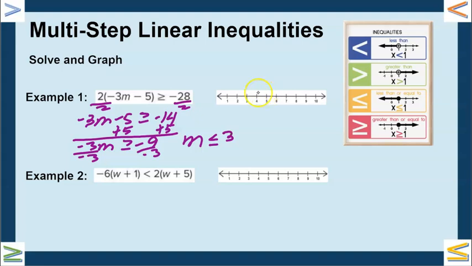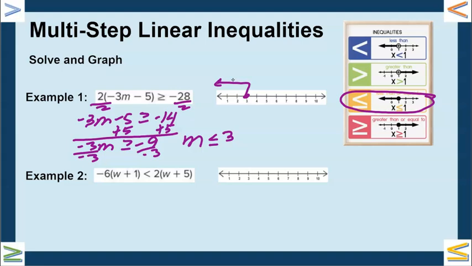Because it can equal 3, I'm going to use a solid circle, just like this one right here. So I'm going to put a solid circle at 3, and it's got to be less than. Less than goes to the left. That means smaller than 3.